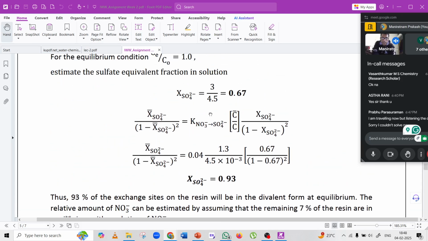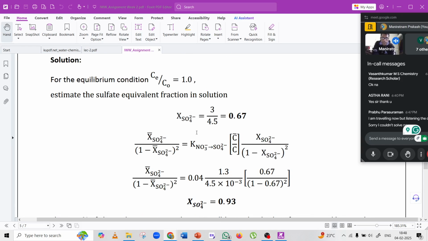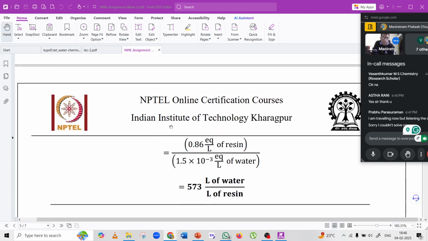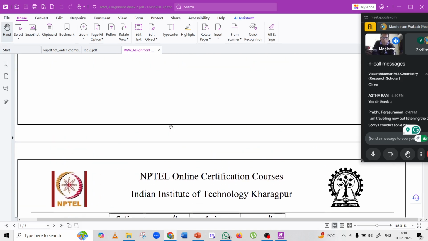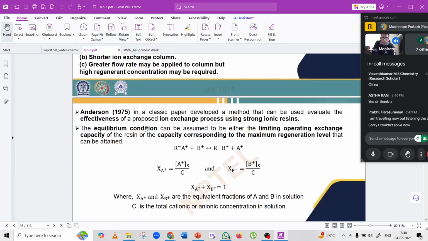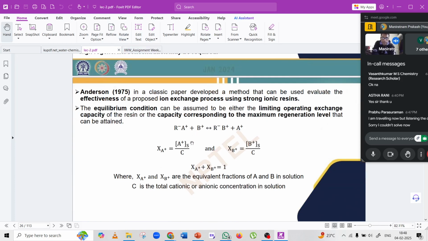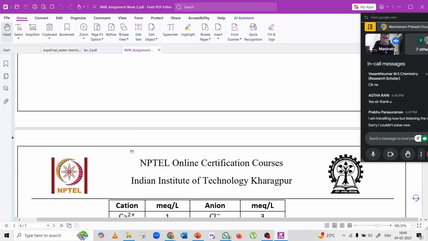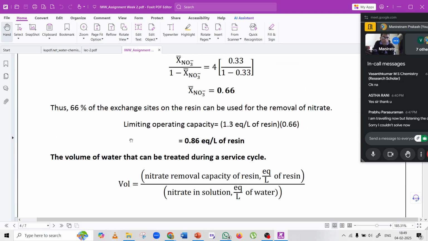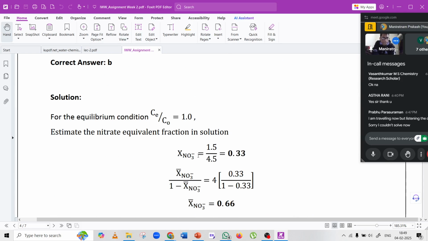Here we have tried to solve it in the opposite way, because you can see the value of K is given between chloride and sulfate. The trick was that in the earlier case the K value was given for chloride to nitrate. So the equation was simple. Here it was chloride, here it was nitrate. But now in your given question the K value is given for nitrate to sulfate, okay? Then if you follow this process, you will get the wrong answer.